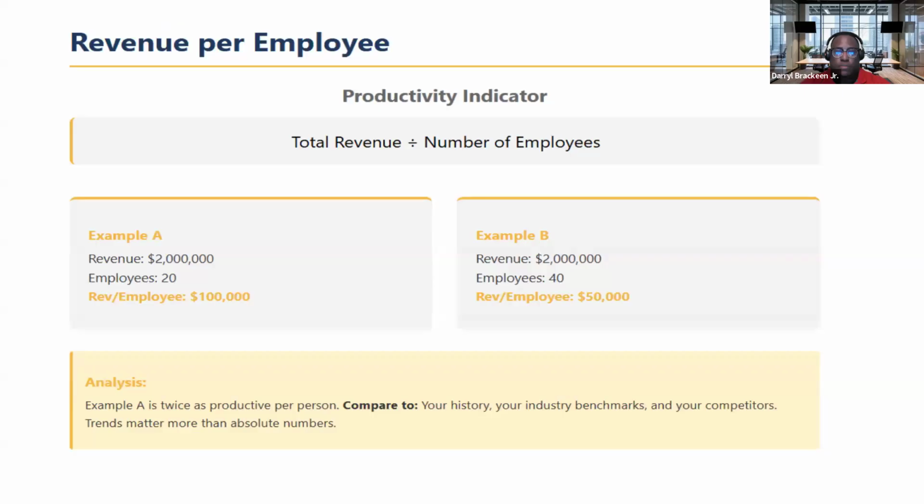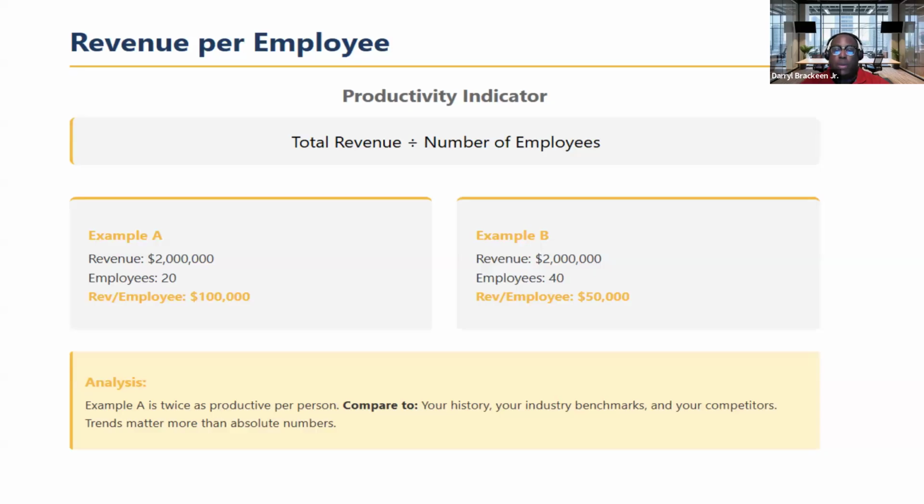Now, for those that are bringing on employees or you have employees, this is how you are going to measure your employees' productivity. Okay. So we have two examples here. In example A, you have a revenue of $2 million and you have 20 employees, and the revenue per employee is a $100,000 outcome, right? But in example B, you have 2 million revenue, 40 employees, and the revenue divided by employees is 50,000. All right. So in this example, A is twice as productive per person.